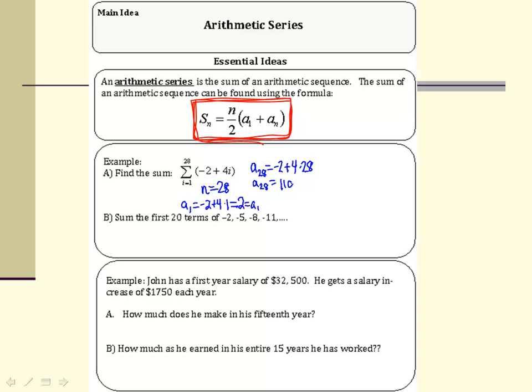So let's now use our formula. S sub 28, because I have 28 terms, equals n, which is 28, divided by 2, times the quantity a sub 1, which is 2, plus a sub n, which is a sub 28, which is 110. And then if you simplify that, S sub 28 equals 1,568. So we had to first find a sub 1 and a sub n before we could plug them in and use our formula.